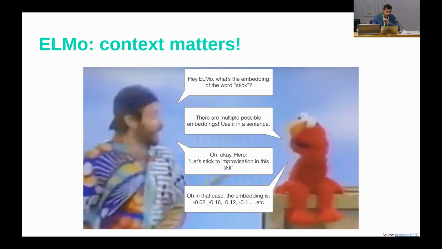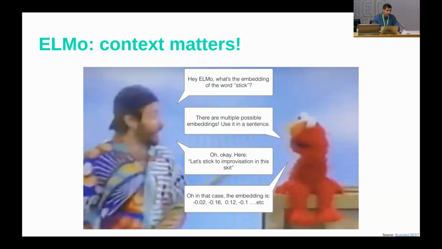So this is a scene extracted from Sesame Street. I think that's Robin Williams. And he said, hey, Elmo, what's the embedding of the word stick? And then Elmo says, well, there are multiple possible embeddings. Why don't you use it in a sentence so I can get a little bit of context and I can give you the precise vector you're looking for? Okay, here, let's stick to improvisation in this skit. Or in that case, the embedding is this, this, and that, right?